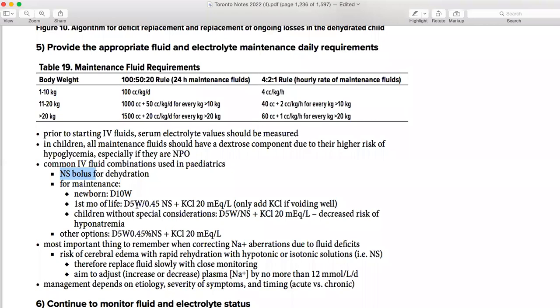If first month, then you can give dextrose 5 along with 0.45 normal saline. What happens is, if you are giving dextrose, potassium starts moving out of the cell and then causes hypokalemia and stuff like that. So just like the DKA presentation, if you remember, you have to add potassium chloride along with it. The children without special consideration, you can give these ones.